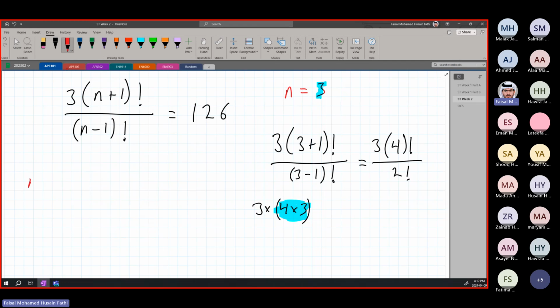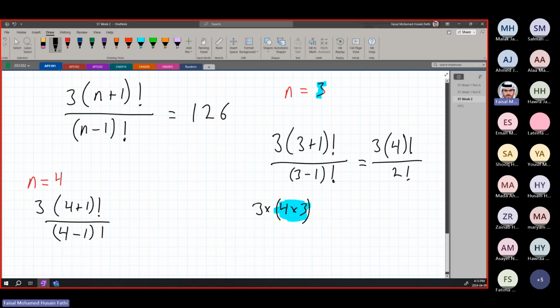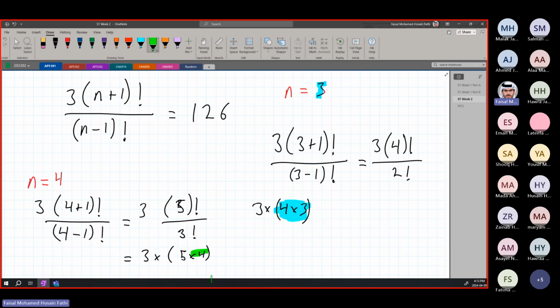Let's try n equal 4. 3 into 4 plus 1 factorial over 4 minus 1 factorial. So again, we'll keep the 3 outside, we don't care about it, we're just looking at the factorial. So this is going to be 5 factorial over 4 minus 1 is 3 factorial. This is going to be equal to 3 times, the factorial part is 5 times 4. Again, we found another relation, and now we're going to check.